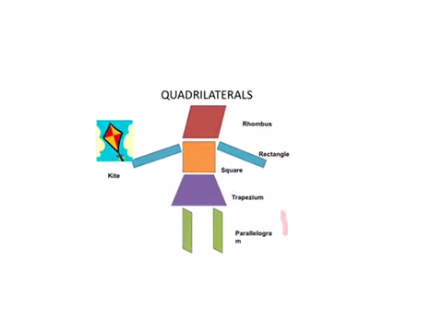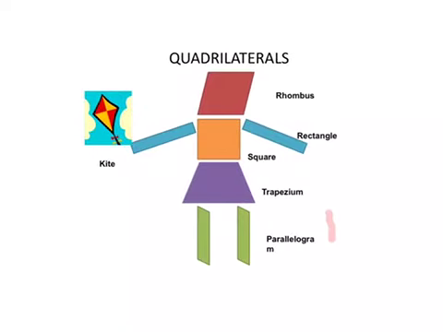So when we're looking at quadrilaterals, you need to know what a rhombus is. You need to know what a rectangle is. You need to know what a square is. A trapezium, a parallelogram, and a kite. If you've heard about these before, great. If not, the notes do show you what they are.